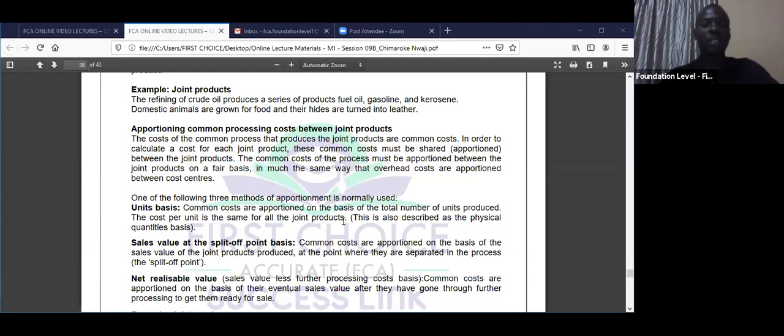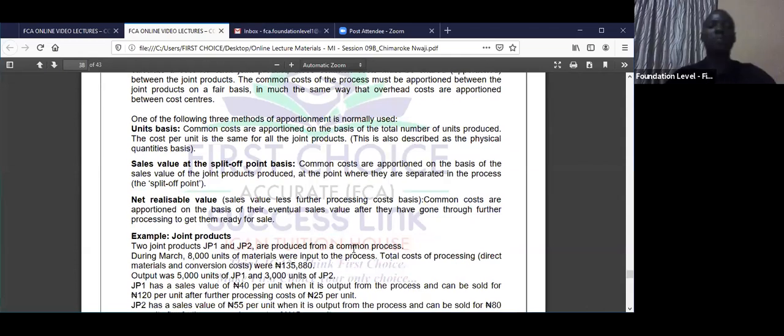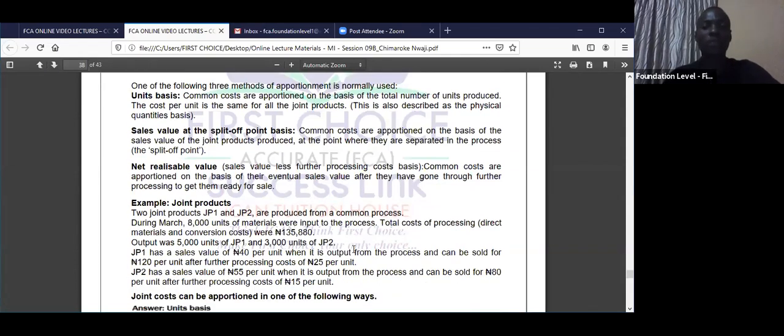Another way is what we call the sales value at split-off point basis. So the common costs are apportioned on the basis of the sales value of the joint products produced at the point where they are separated in the process. So the sales value is what is being used.